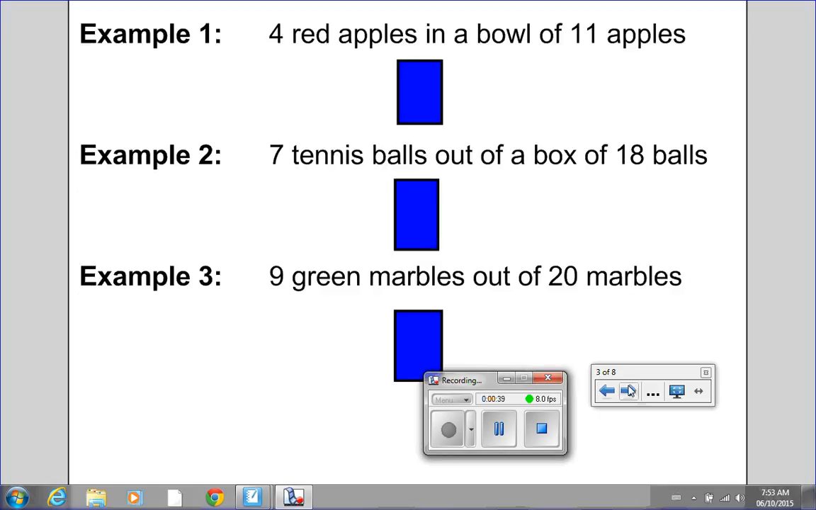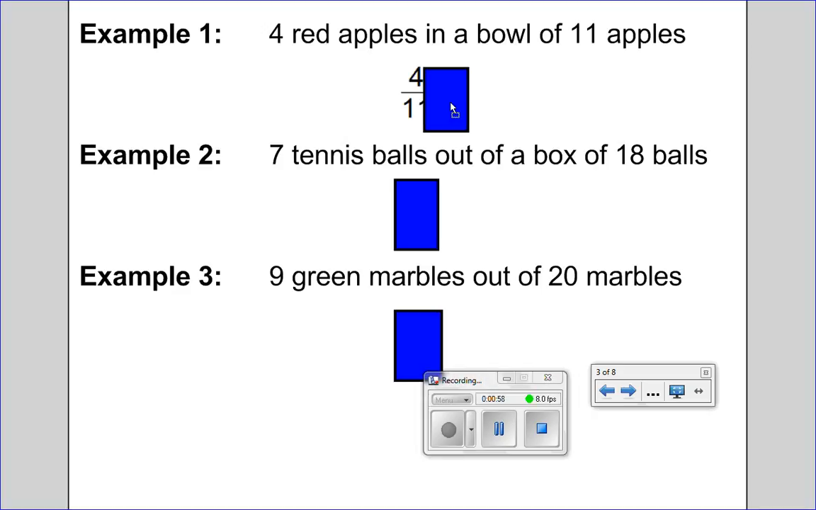Okay, here are three examples, three situations in which we can write a simple fraction to describe the situation. For example number one, we have 4 red apples in a bowl of 11 apples. And we can write that simply as 4 out of 11. Put the video on pause and try examples 2 and 3 on your own. Then after you've jotted down your answers, hit play and I'll reveal the solutions.